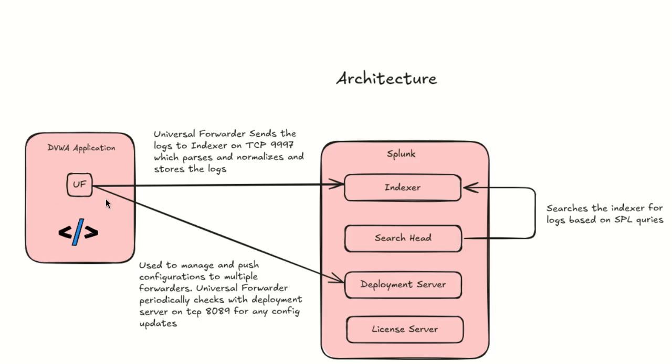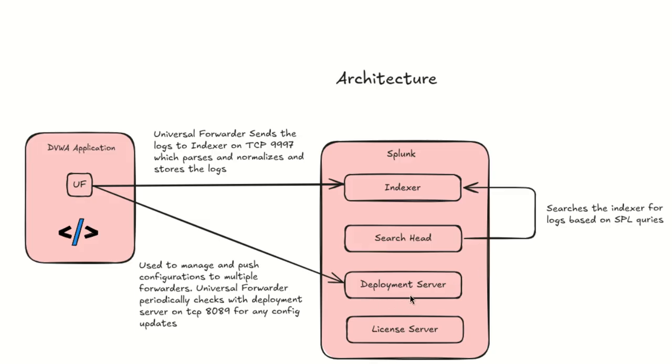And next we have the search head. Whatever logs are received and stored in the indexer, we can use the search head to perform searches against the indexes using various SPL queries. Again, the search head to indexer communication happens on TCP port number 8089. That is the common management port in Splunk, and it uses TCP 8089 for any communication between the Splunk components.